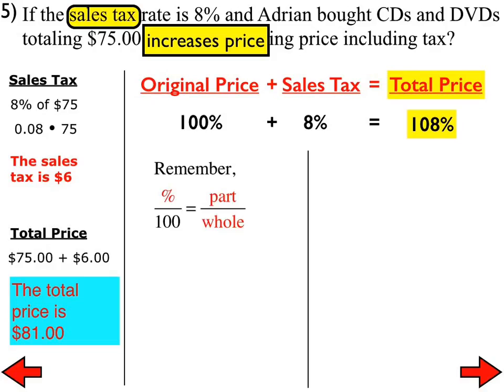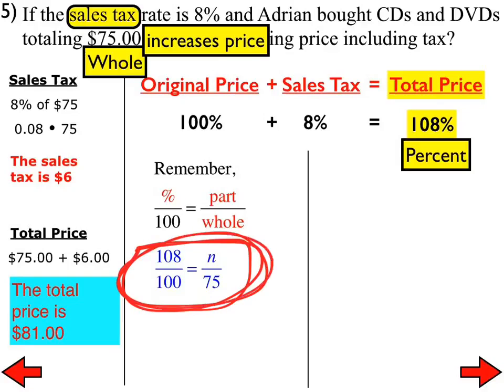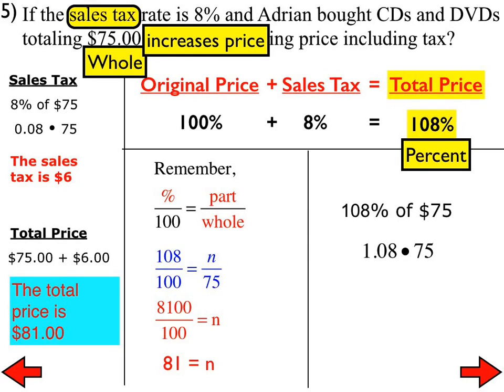So 108 over 100 equals part over whole. The whole thing was 75, so that's the bottom number. Everyone should have written this down, even if you didn't solve it this way. Multiply both sides by 75, and you should get $81. The fast way would be finding out what is 108% of 75. So 1.08 times 75, you still get 81.